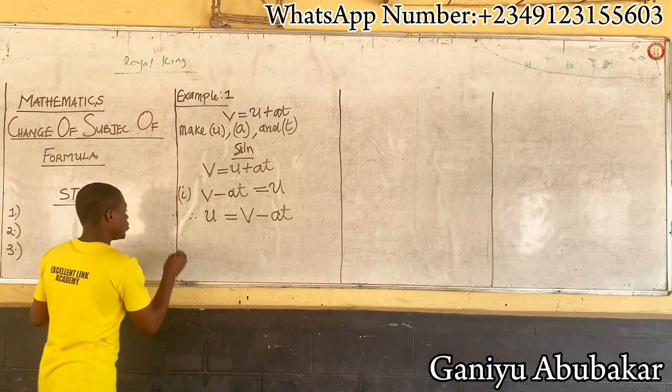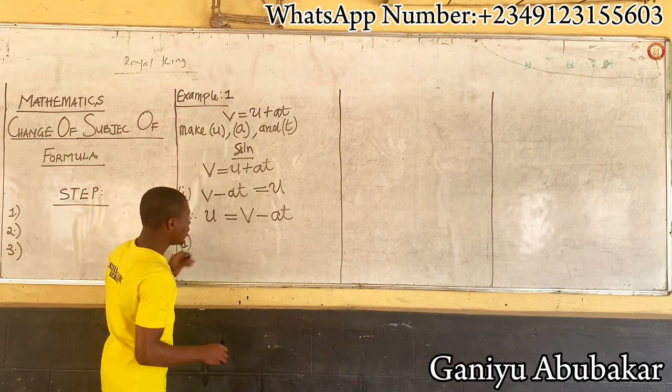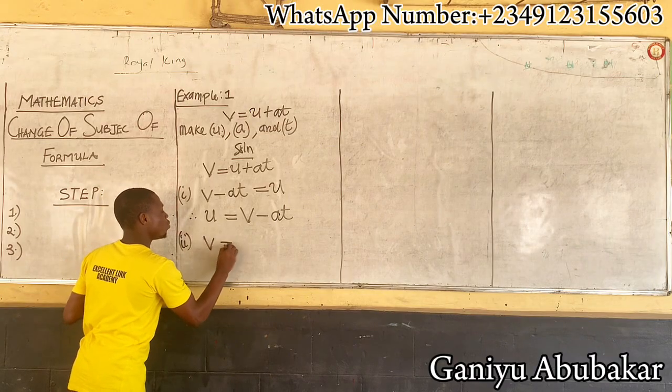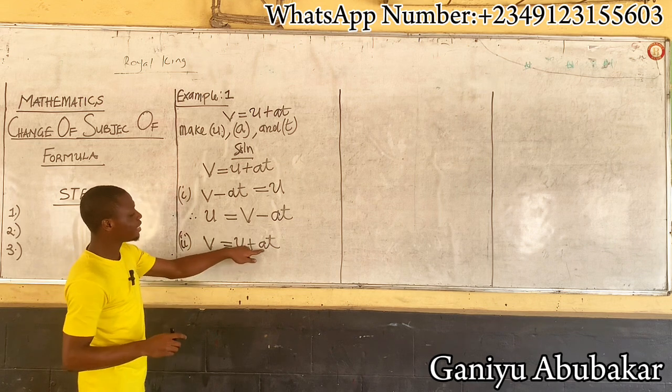Let's do number 2. It says let's make a the subject. The given equation there is v equal to u plus at. I want to make a stand alone.